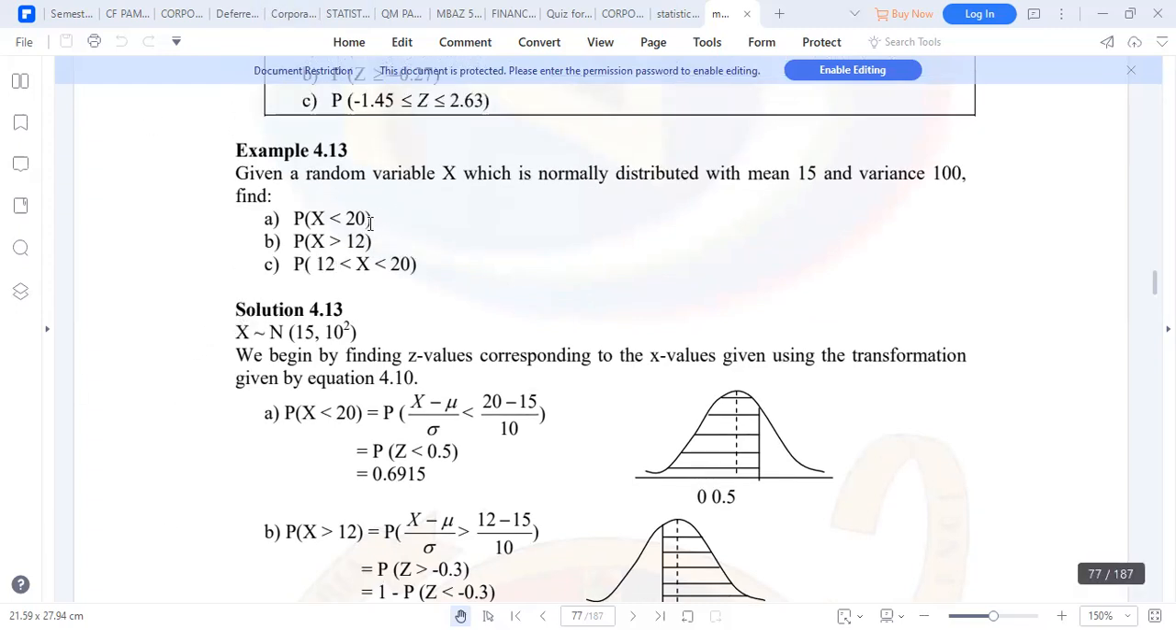Would you want to try this or should I give it to you as homework? Maybe we can take it as homework. I'll be happy if you try this as homework. Okay, I'll send you this question.